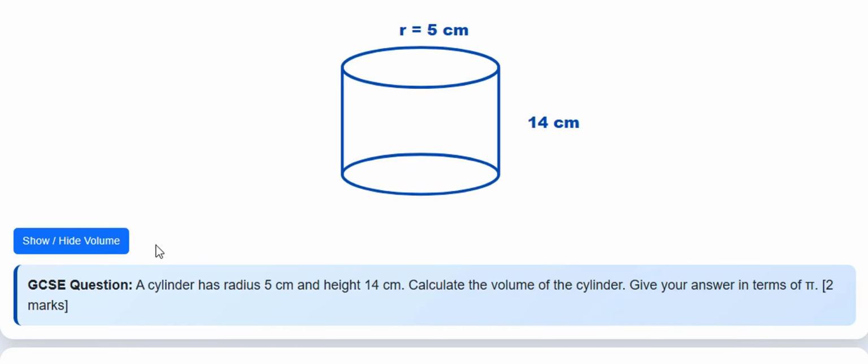Can we try another example? In this one, you are told a cylinder has a radius of 5 centimeters and a height of 14 centimeters. Calculate the volume of the cylinder. Give your answer in terms of pi.